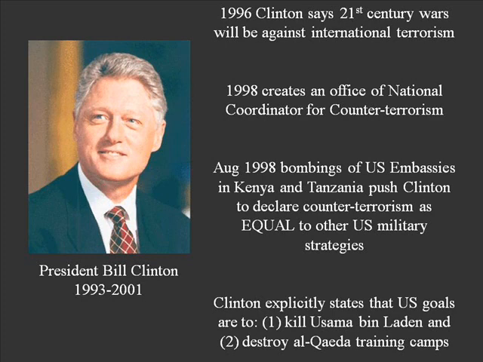And in late summer of 98, bin Laden's group bombed two U.S. embassies in Africa, in Kenya and Tanzania. And Clinton's response within hours, which later becomes official government policy, is to declare that counterterrorism is equal to any other U.S. foreign policy or military strategy. So basically, Clinton is defining bin Laden's group and terrorism in general as just as important as, say, the threat from Russia or the threat from Germany, or the threat from China.